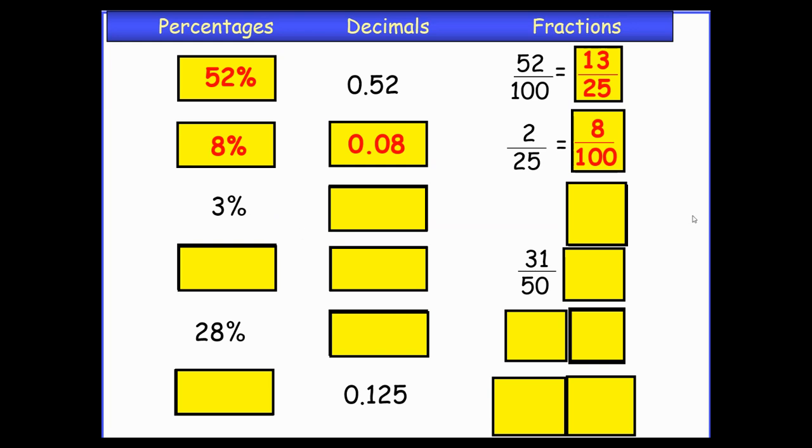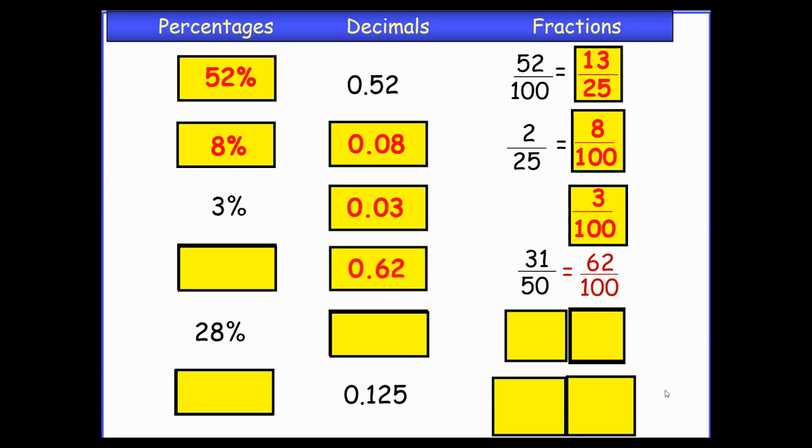Okay. The next one, 3% means 3 per 100, doesn't it? So it doesn't matter which one we do first. 3% is 0.03 and 3 per 100. For this one here, you've got 31 over 50. You need to make it per 100 before we can do these two. So if we double it, we get 62 out of 100. What is that? It's 62%, which is 0.62, and we can answer all of the line.